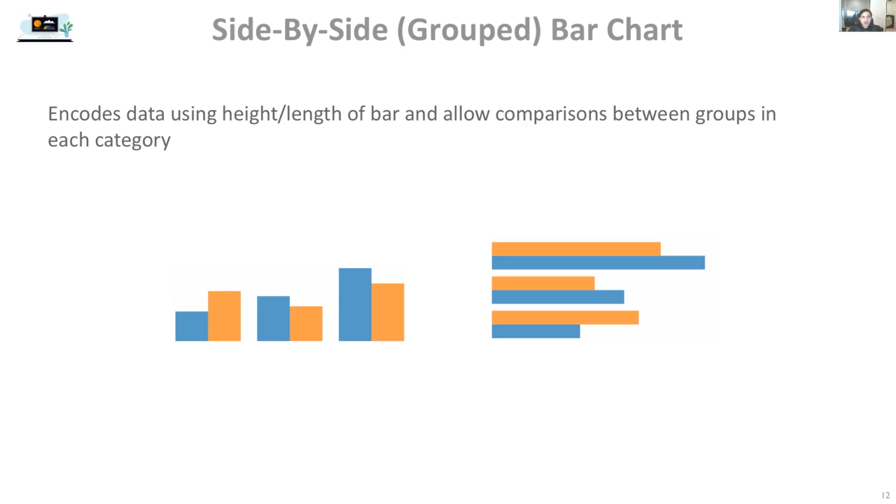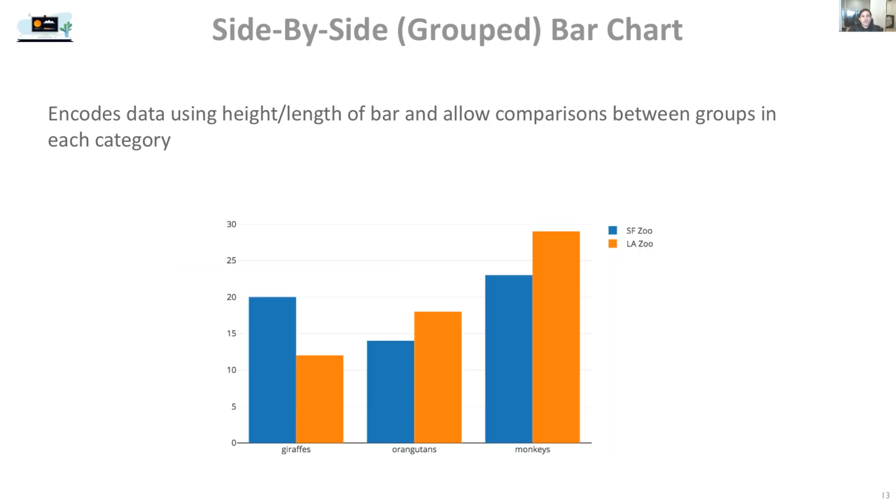Another variation of bar charts is called side-by-side or group bar charts. They allow us to compare groups in each category of our data. Different groups are displayed with a different color for easier comparisons. This is an example where the categories are different animals, namely giraffes, orangutans, and monkeys. The two groups that we are comparing against each other are San Francisco Zoo and LA Zoo. So we are comparing the number of these animals between San Francisco Zoo and LA Zoo.